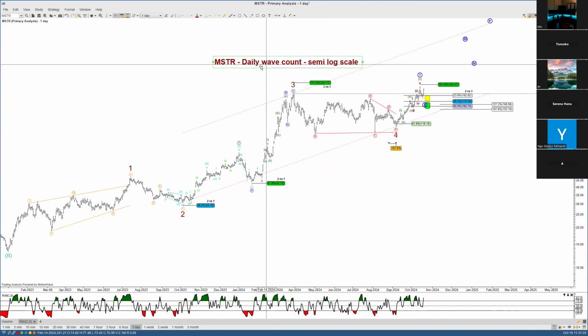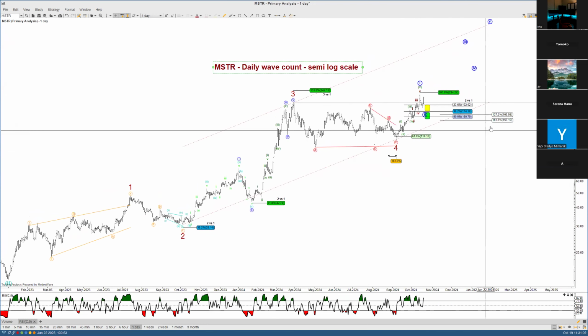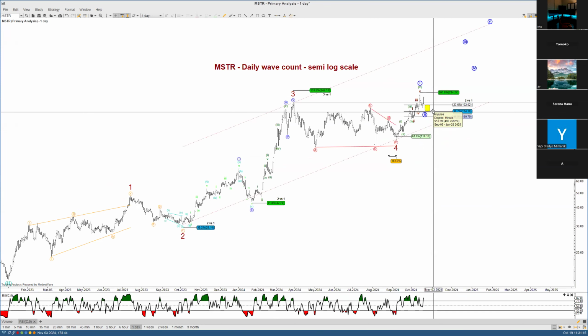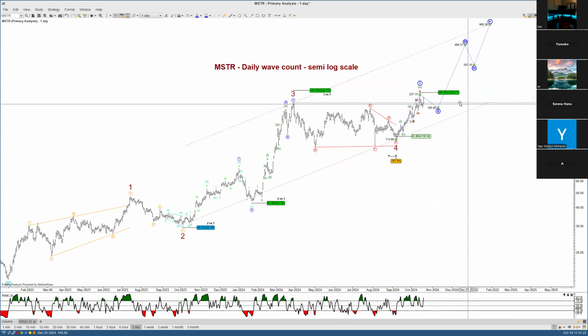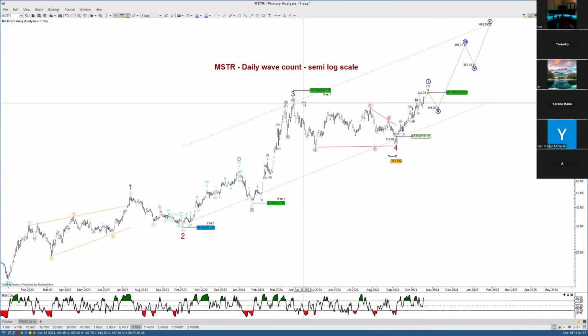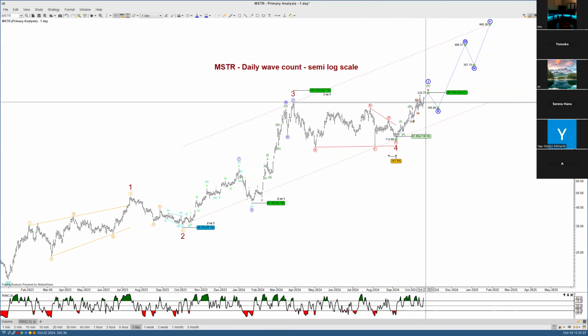Well, here's your daily wave count. It's going to be due for a wave two at some point. It will. Right now it's trying to hold this support right there, which is 200, where you have, remember, all the drawdowns. It's trying to fight this.